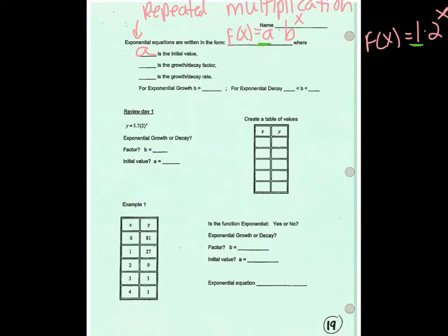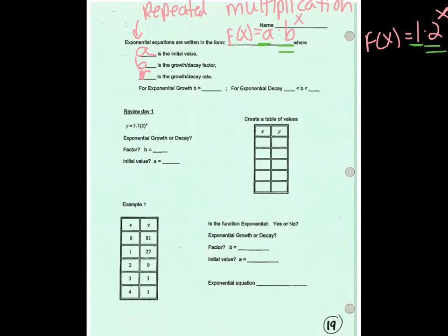In this equation, b was how much I was multiplying by each year. I was doubling the number of cats I had each year. So we call b the growth factor if the amount is getting bigger, and then we call it the decay factor if the amount is getting smaller. An example of decay would be anytime I cut something in half. So decay is when I'm getting smaller.